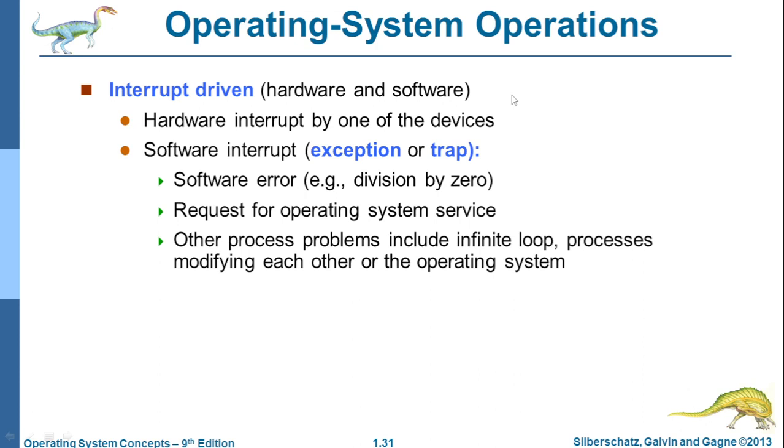So there are two types of interrupt. One is hardware interrupt, which is caused by hardware, and the other is software interrupt. Software interrupt means if there is a software error like division by zero, then the program will be stopped. If the operating system requests a software or a program to stop, then that is a system interrupt.